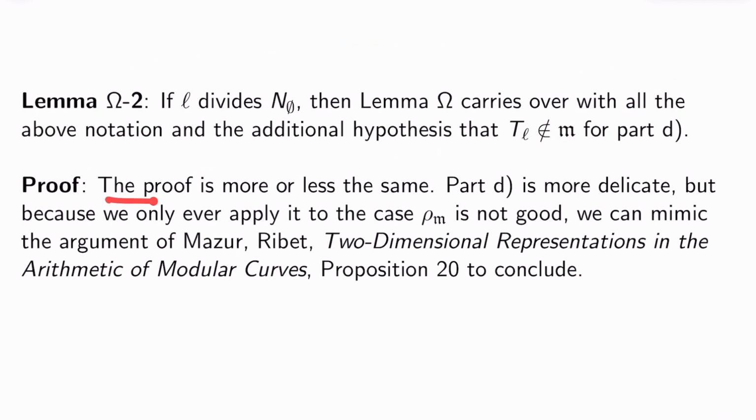And in fact, the proof is more or less the same as lemma omega. Part D is a little bit more delicate. But it turns out you don't actually need to prove part D in full generality, because we only ever apply it to the case where rho sub M is not a good representation. So we can just mimic an argument given in Mazur-Ribet's paper, two-dimensional representations in the arithmetic of modular curves. I mentioned this paper above, specifically proposition 20 there. You can mimic an argument given there to produce part D in an easier way than it would be to prove part D in full generality.